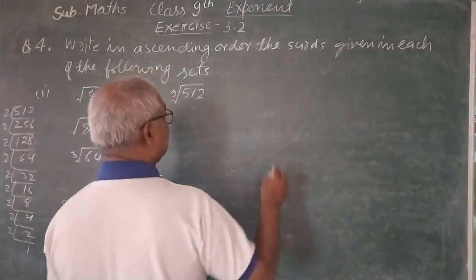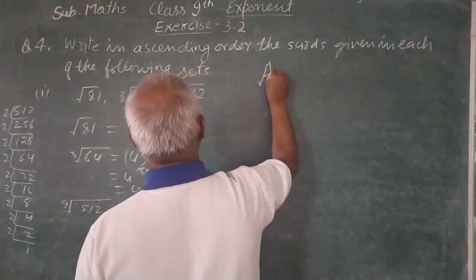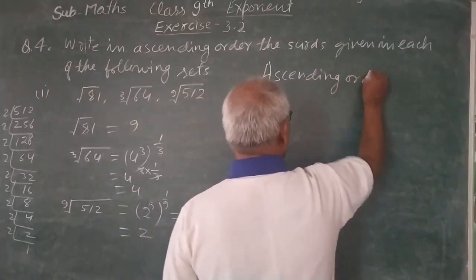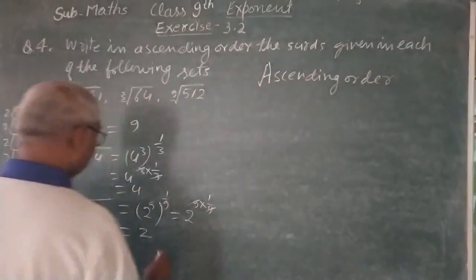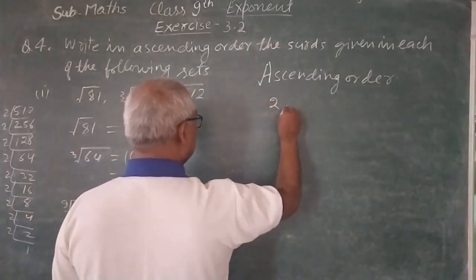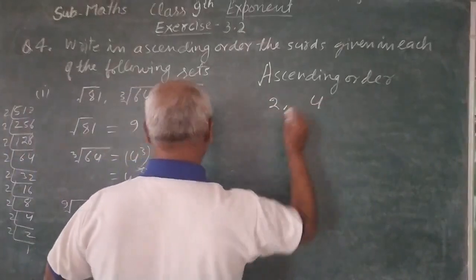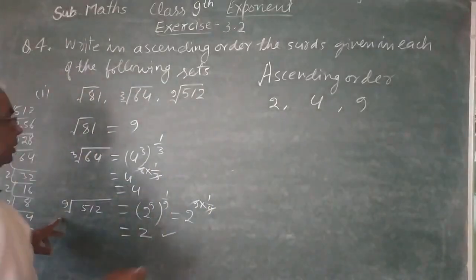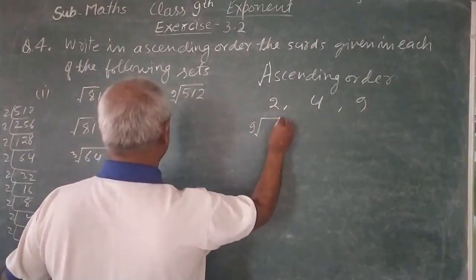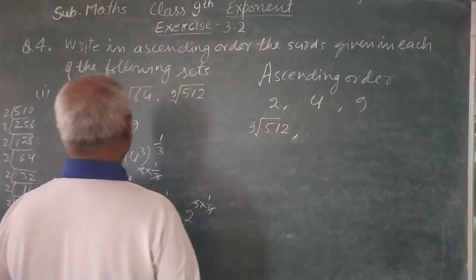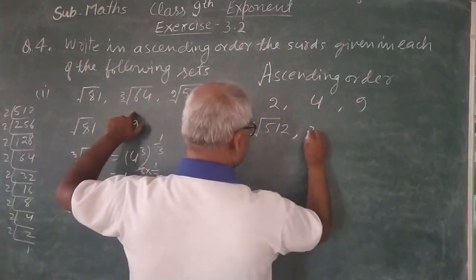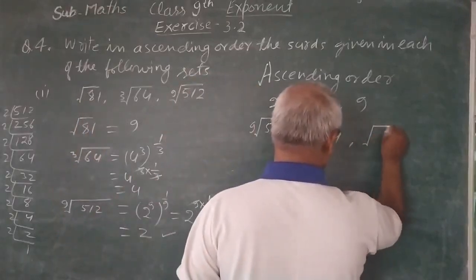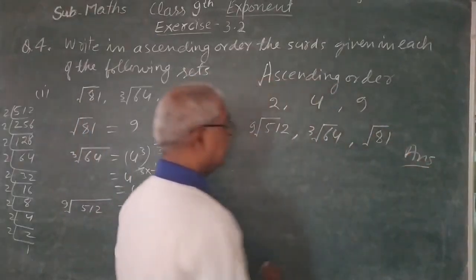Now write in ascending order. First you have to take the smallest term. The smallest is 2. So it is 2, and once again 4, and once again 9. So what was the 2 initially? It was the ninth root of 512. And the second one is 4, which came from the cube root of 64. And the last is the under root of 81. That is your answer. So you can write in ascending form like this.